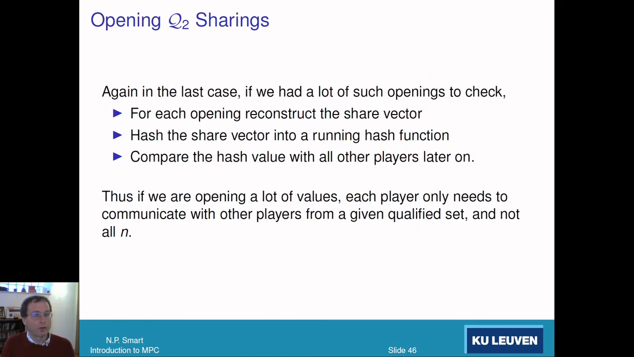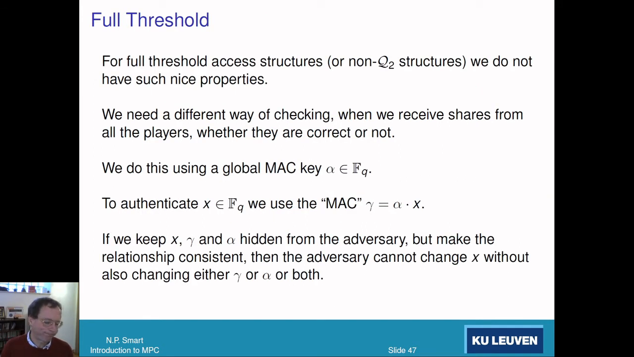The way we do that is we reconstruct the share vector, we keep a running hash of the share vector, and only at the very end do we communicate with everybody in one big broadcast round to compare the hash value. This allows us in practice to keep the communication down to the minimal possible, which, given that communication is going to be our bottleneck, is really important. So that's how we check Q2. We do this running hash just like we did for Shamir last time.